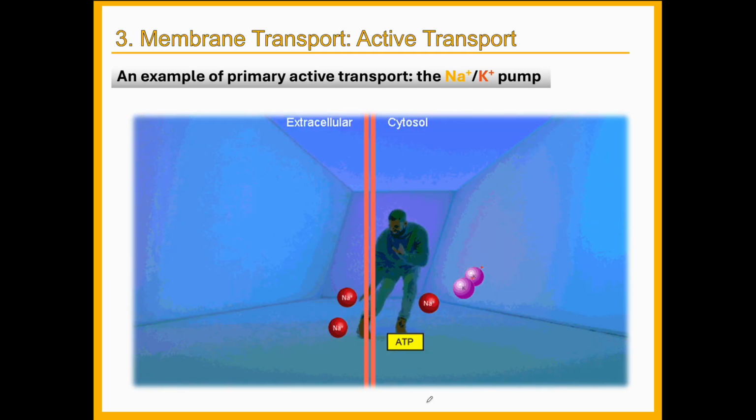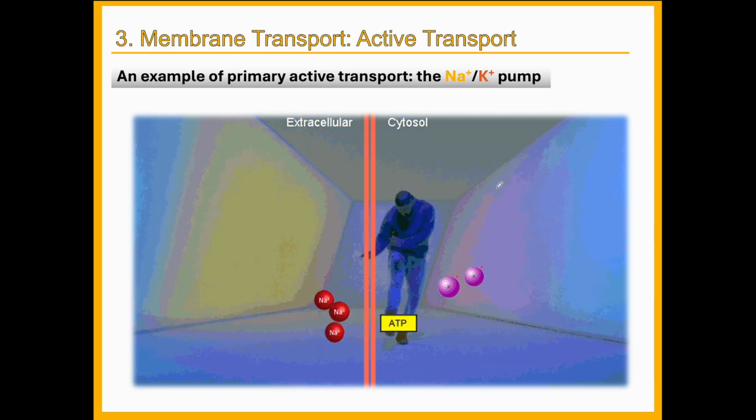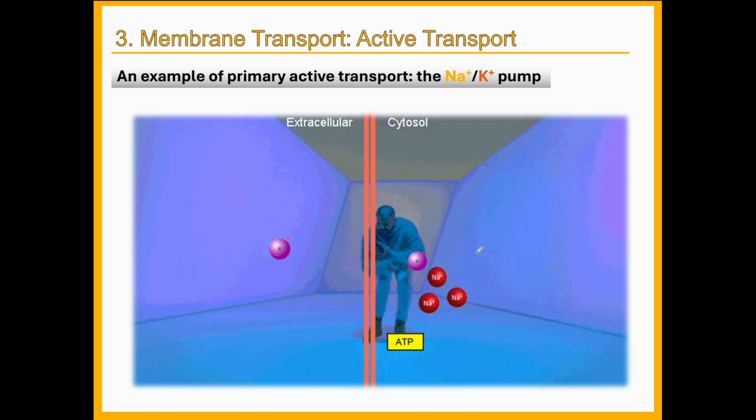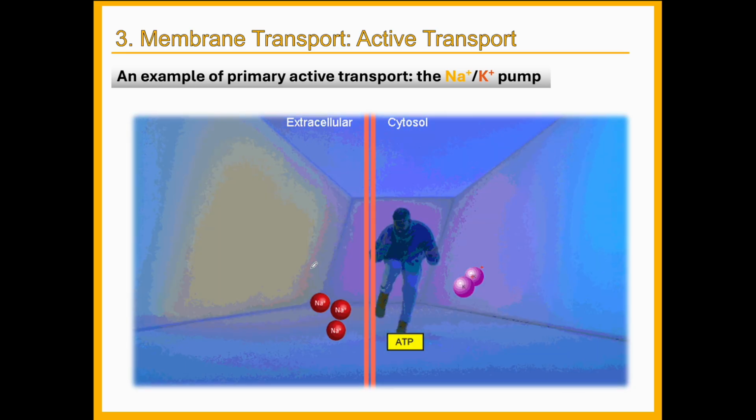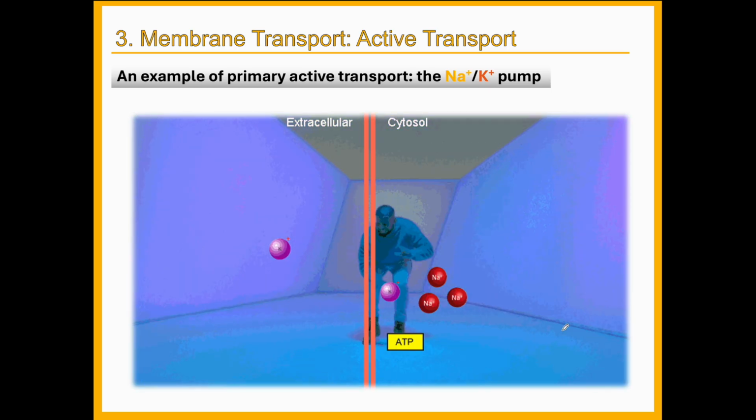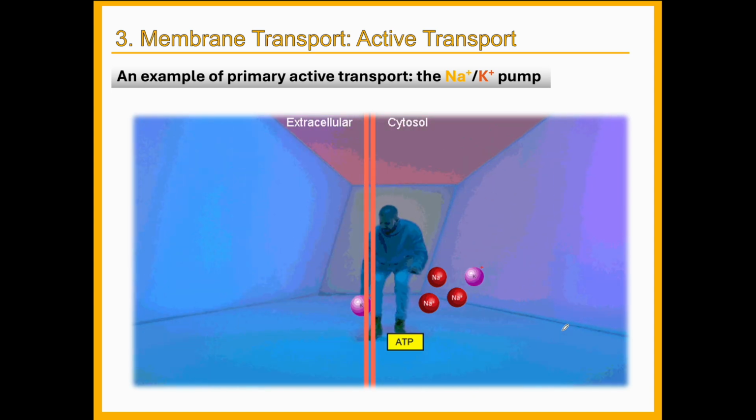This is maybe a bit of a better visual, right? Here's the cytosol inside the cell, right? You're bringing 2 potassiums in, 3 sodiums are going to go to the extracellular side, and then you kick off an ATP, right? For every cycle of 3 sodiums and 2 potassiums, you use up 1 ATP.